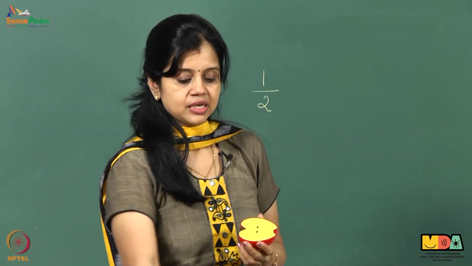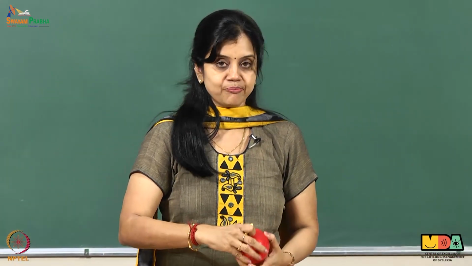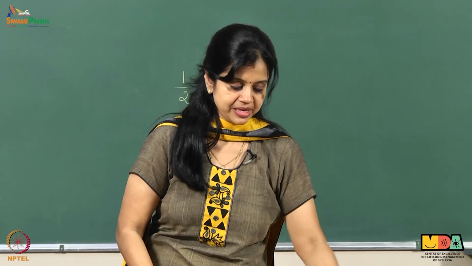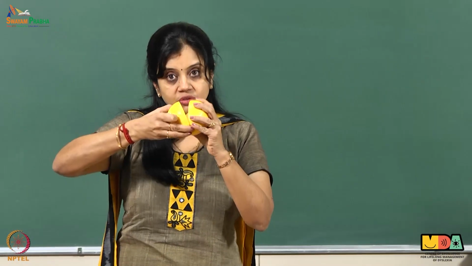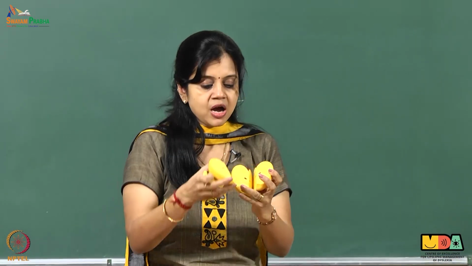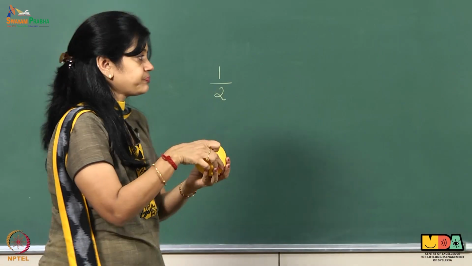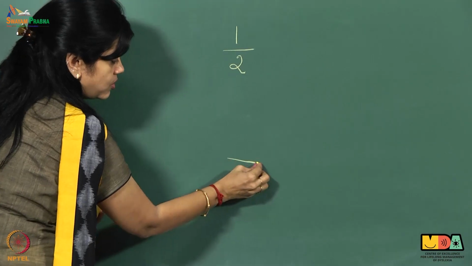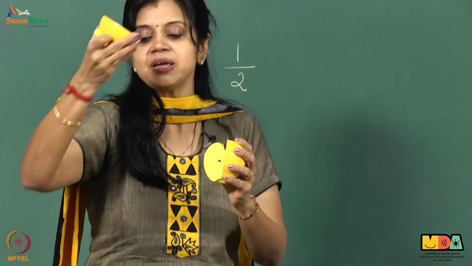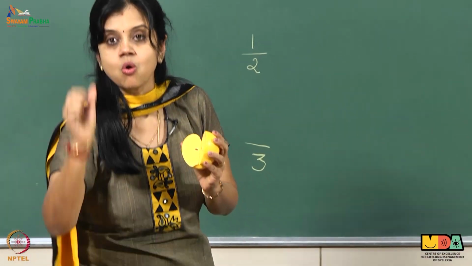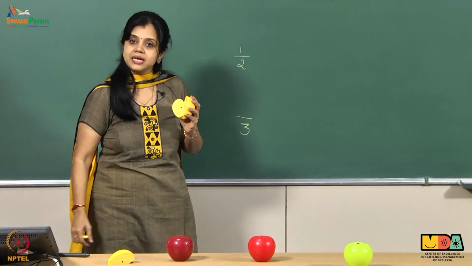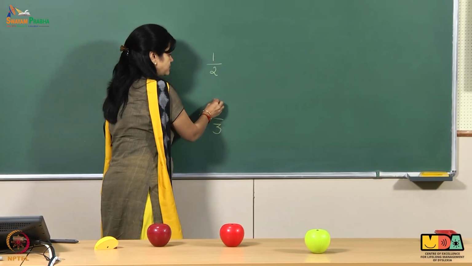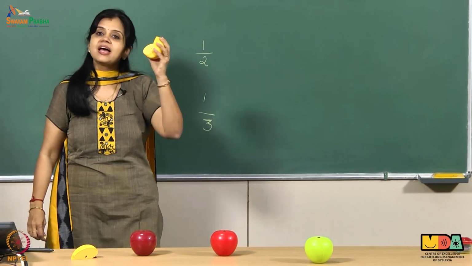Just in case, instead of cutting this apple into 2 equal pieces, I put them into 3 pieces of the same size, how many pieces do I have in all? I have 3. So, I will write the 3 pieces. And how many am I keeping down now? 1. So, how will I write it as a fraction? 1 by 3.